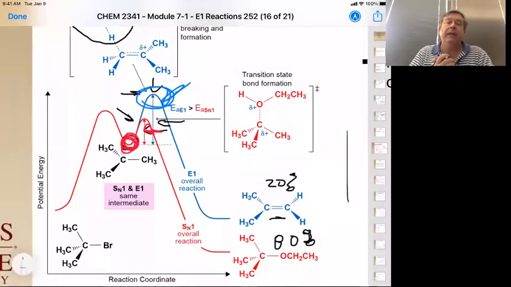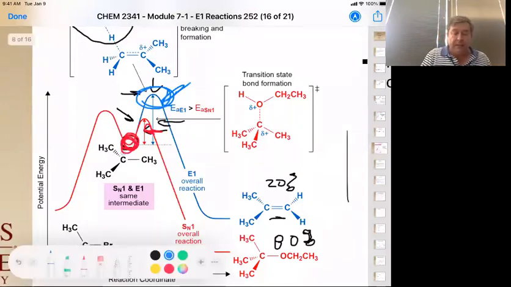Okay, welcome back to Organic Chemistry 2341. Here it is on a Wednesday afternoon. So we're going to continue on with our discussion about E1, E2. And I want to show you in this reaction diagram the fact that they are in competition and how we can influence the product ratio.